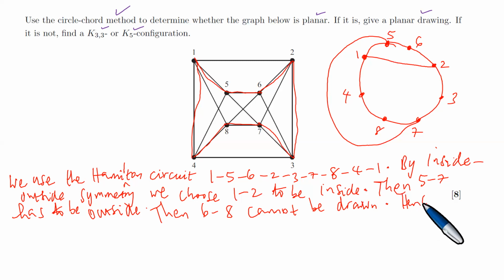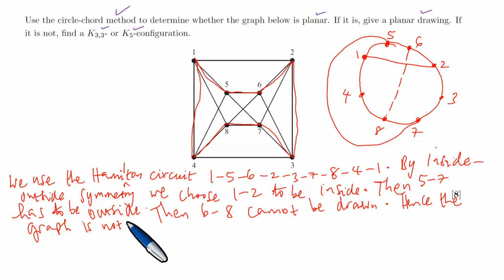Hence, so if you look at 6, 8, we can make it dashed like this. Hence, the graph is not planar.